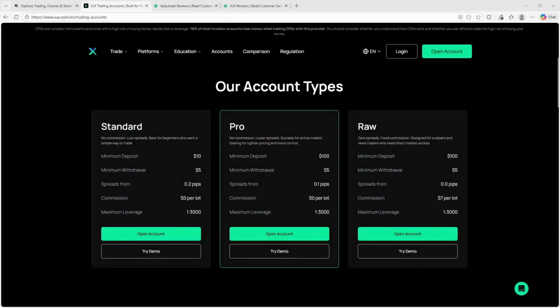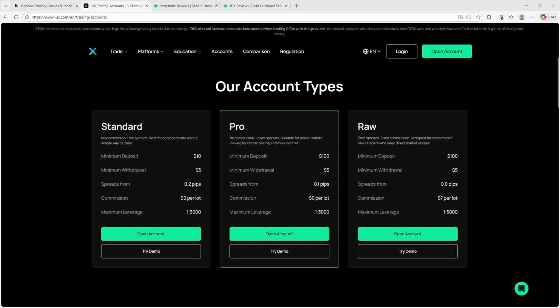Now shifting to IUX pricing, and this is a fundamentally different model because IUX operates as a CFD and forex broker rather than a US regulated stock and options brokerage. IUX offers three main account types: Standard, Pro, and Raw. The Standard account requires a low minimum deposit and offers commission-free trading with spreads starting around a few tenths of a pip, making it accessible for beginners and smaller accounts.